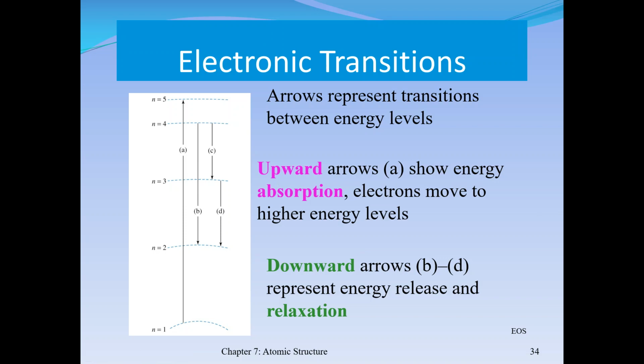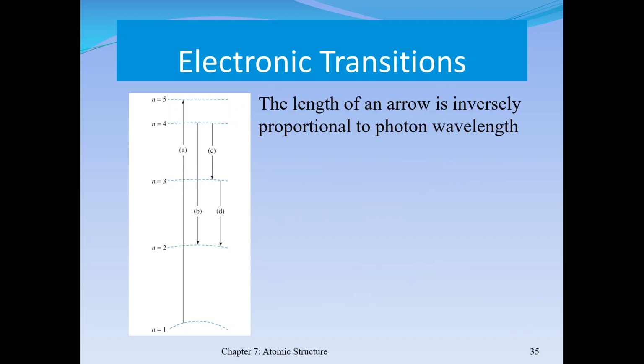When you have the electrons moving downwards from a higher orbit to a lower orbit, energy is released. And energy is released usually in the form of electromagnetic radiation, and that's where you see the different colors of light being formed or produced as a result of those transitions.